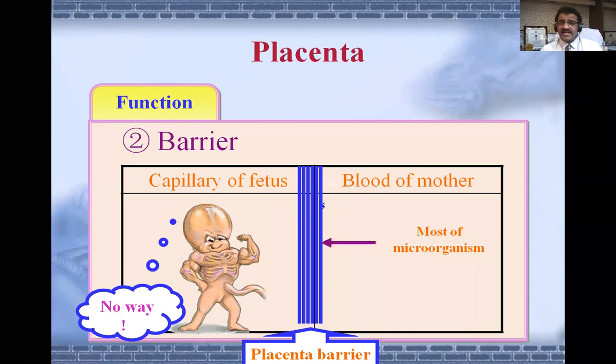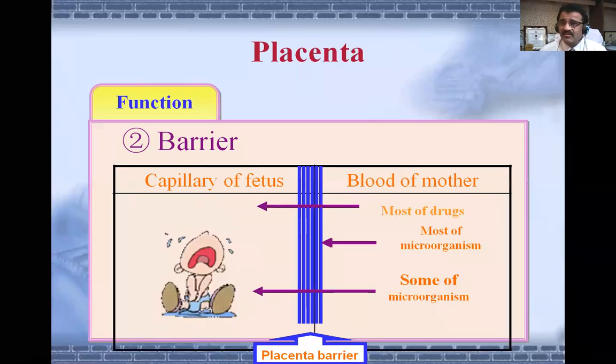Most of the drugs and most of the microorganisms do not pass. Microorganisms are barred, but certain drugs still go to the fetus. Certain microorganisms, like some viruses, also go, and the fetus gets affected. So this picture is showing you all that.